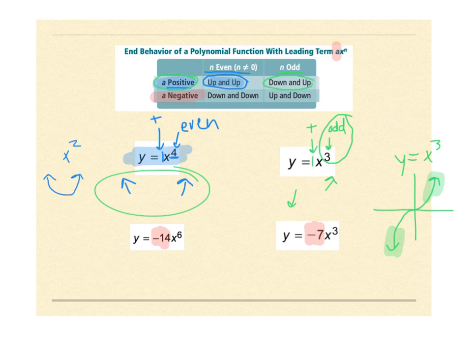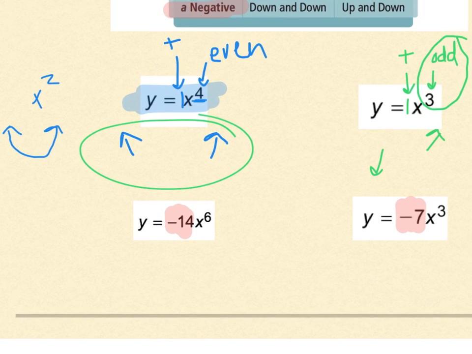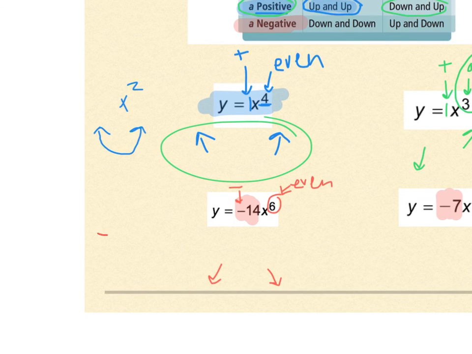Okay, next we have when a is negative and n is even. So we have a negative 14, negative, and an even number. Our graph is going to be down and down. We know that if we had a negative x squared graph, it would be a frowny face. So a graph that has x to the 6th power will look something like this, but it'll have that same end behavior. So the graph will be pointing down and down.